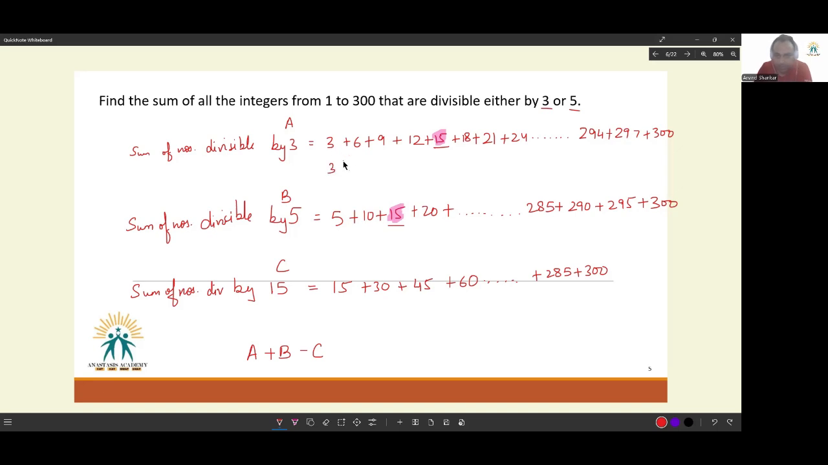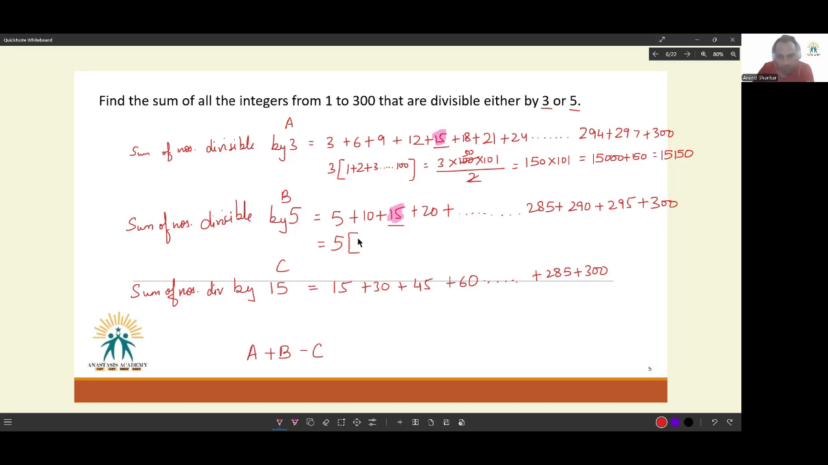3 times of sum of first 100 natural numbers. 1 plus 2 plus 3, so on and so forth, up until 100. So, this will be 3 into 100 into 101 divided by 2, which is 150 into 101, which is 15000 plus 150, or 15150.